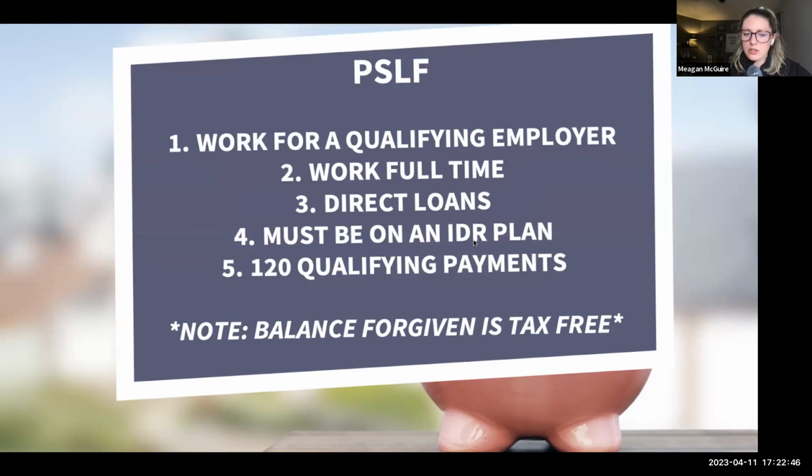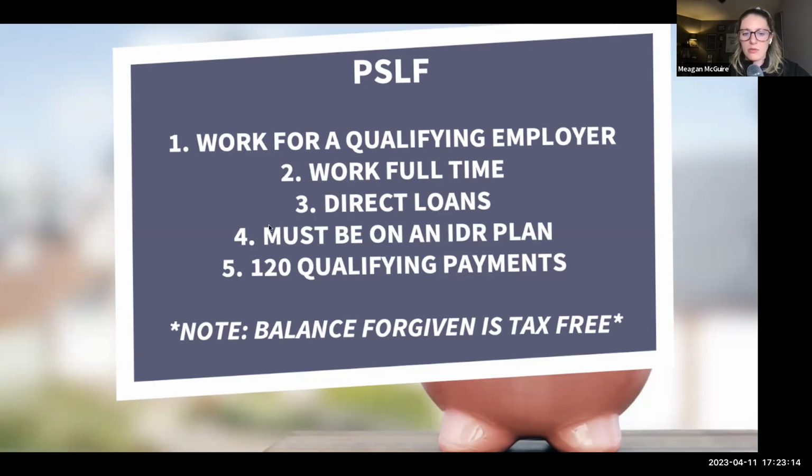And then we have to have 120 qualifying payments. So that's 10 years if you were completely consecutive with your work history and with your payment history. The COVID forbearance months count without you having to pay. So that's nice because it's about 3 years and a month of free credit so far.